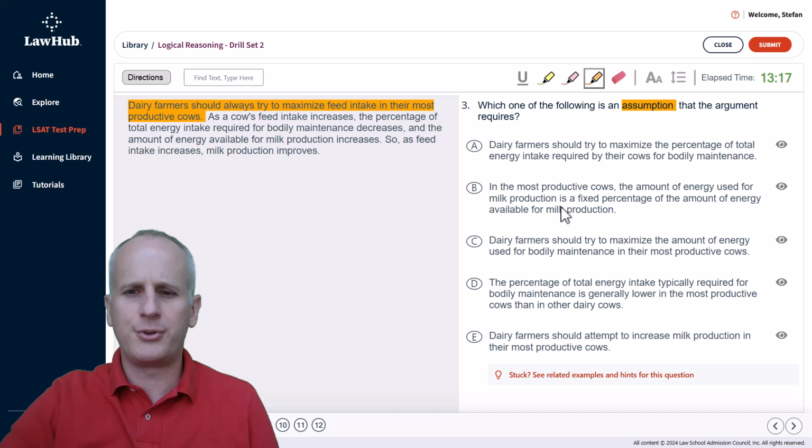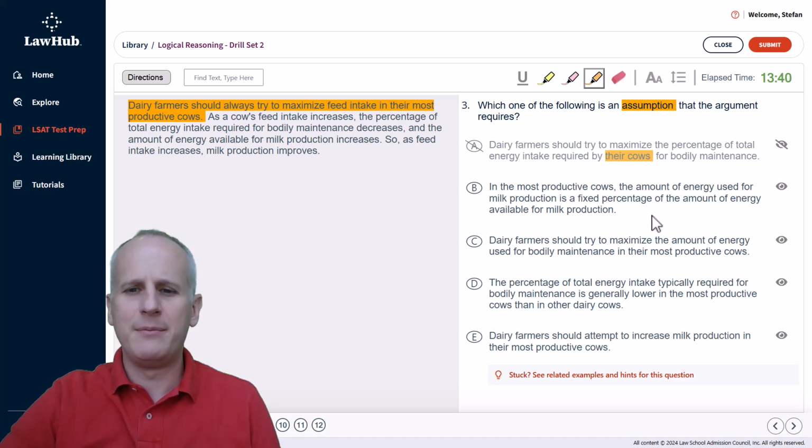So, starting with choice A, dairy farmers should try to maximize the percentage of total energy intake required by their cows for bodily maintenance. Well, the conclusion is concerned with their most productive cows specifically. So, applying an answer choice as an assumption that applies to all cows is not going to be needed. So, we can eliminate choice A for that reason.